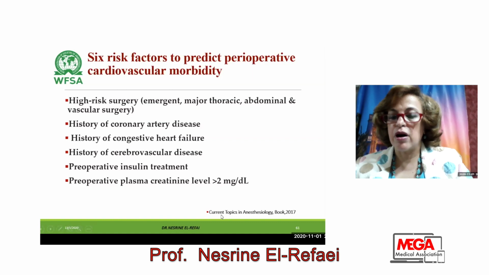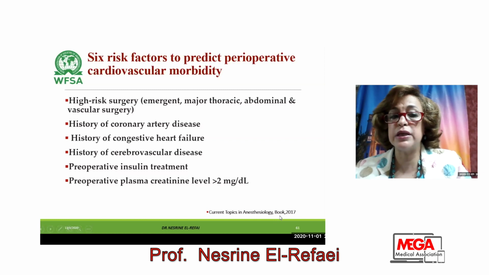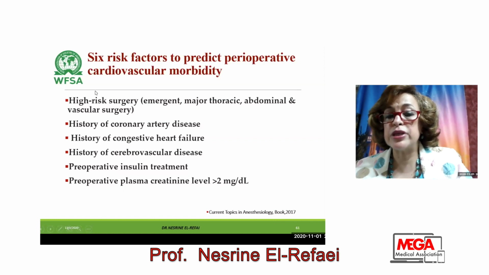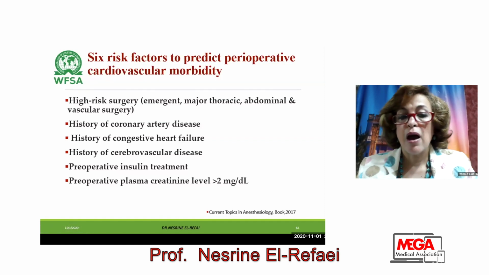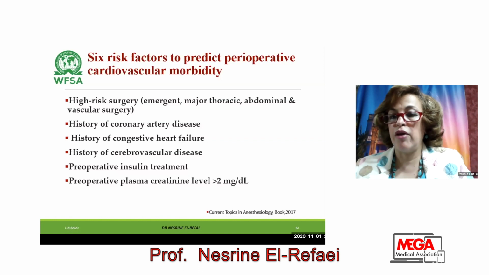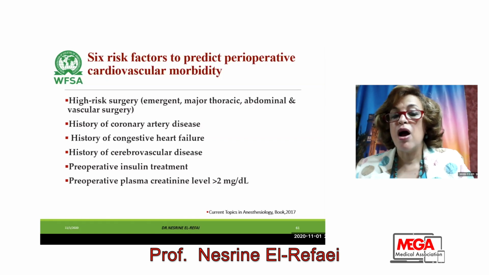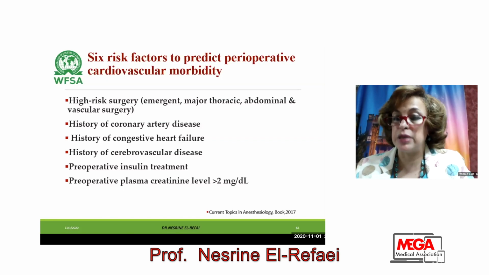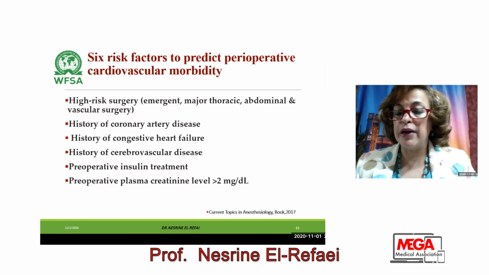In Current Topics in Anesthesiology, this book in 2017 talks about 6 risk factors to predict cardiovascular morbidity. High risk surgery, if the obese patient is undergoing emergent or major thoracic or abdominal vascular surgery, history of coronary artery disease, history of congestive heart failure, history of cerebrovascular disease such as stroke, preoperative insulin treatment, preoperative plasma creatinine level more than 2 milligrams per deciliter.